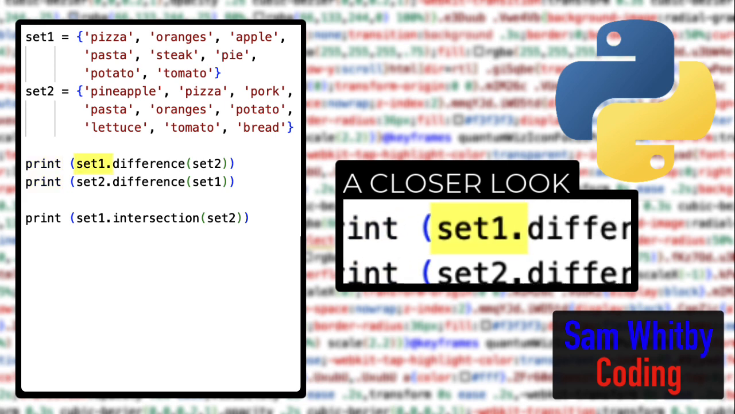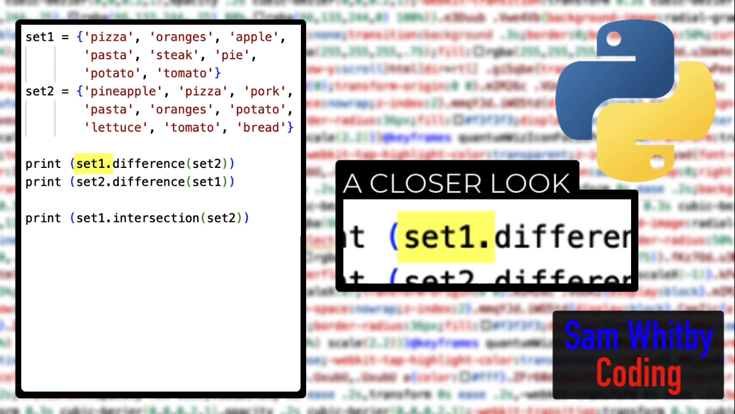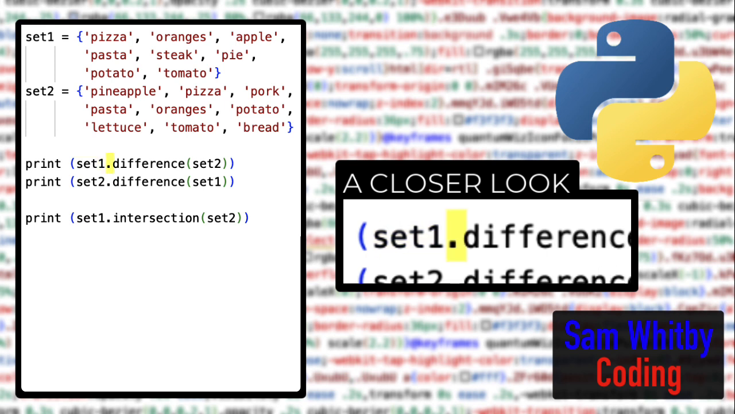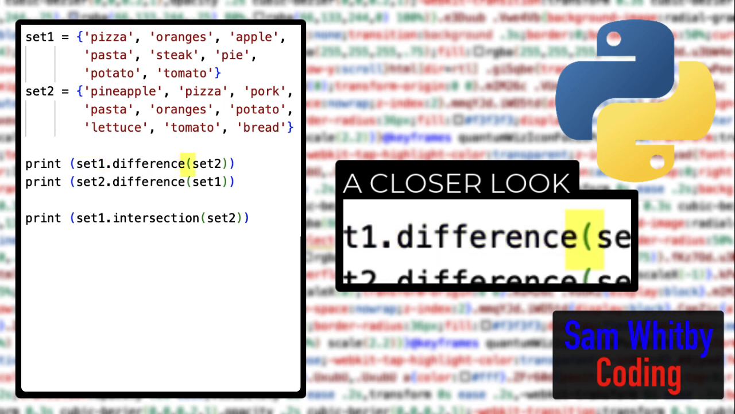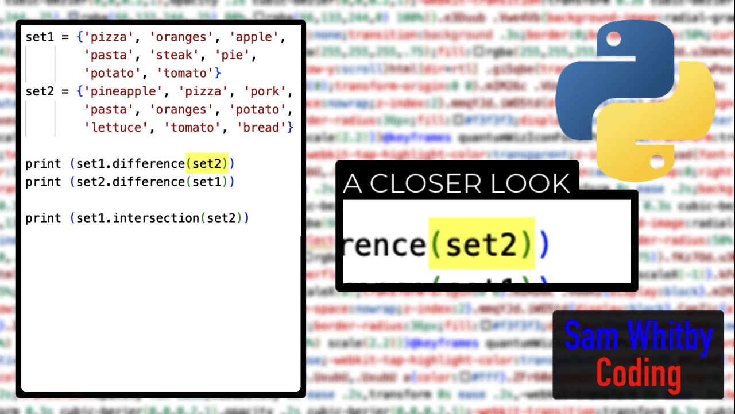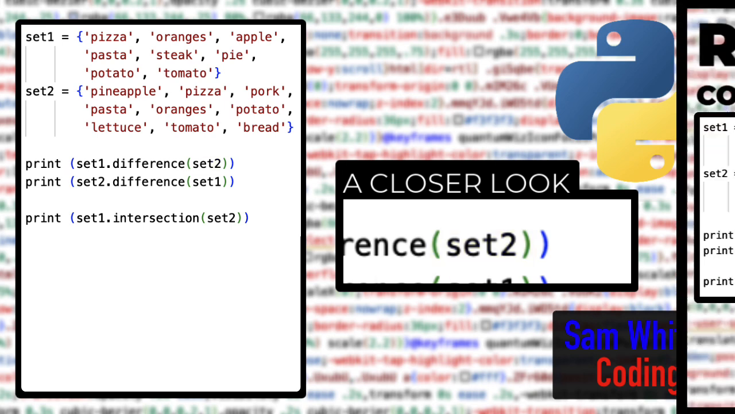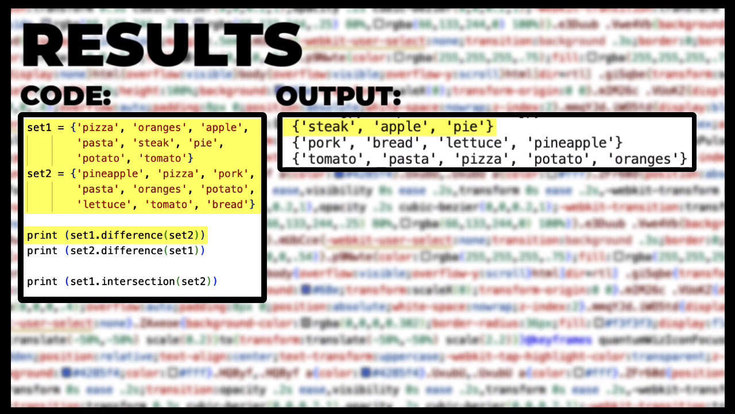Then we do the first set. This will be the set we go through one by one to then check the other set to see if it is in that one as well. Then dot, difference, brackets, and then the name of the second set. This will then print out a set which has a list of all the attributes in set 1 that aren't in set 2, and vice versa for the next line.